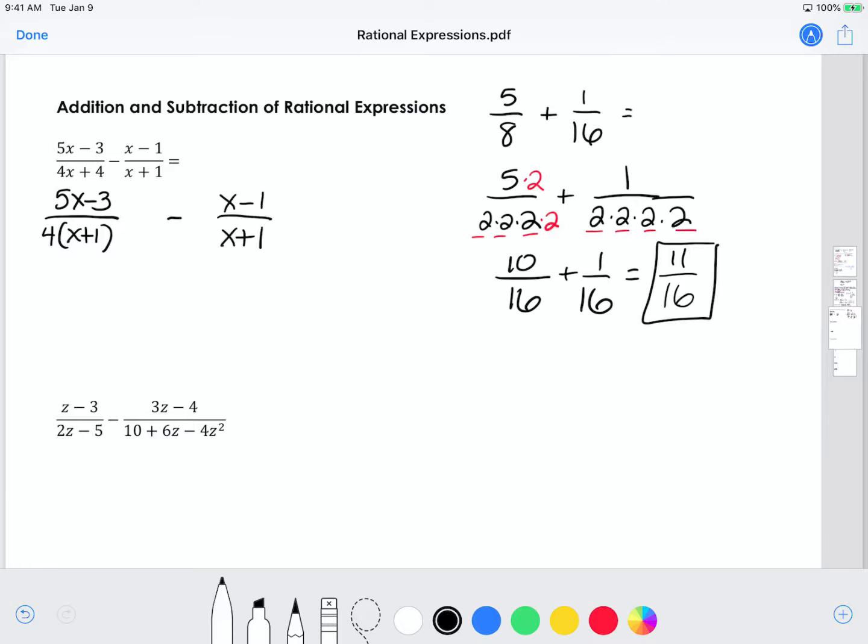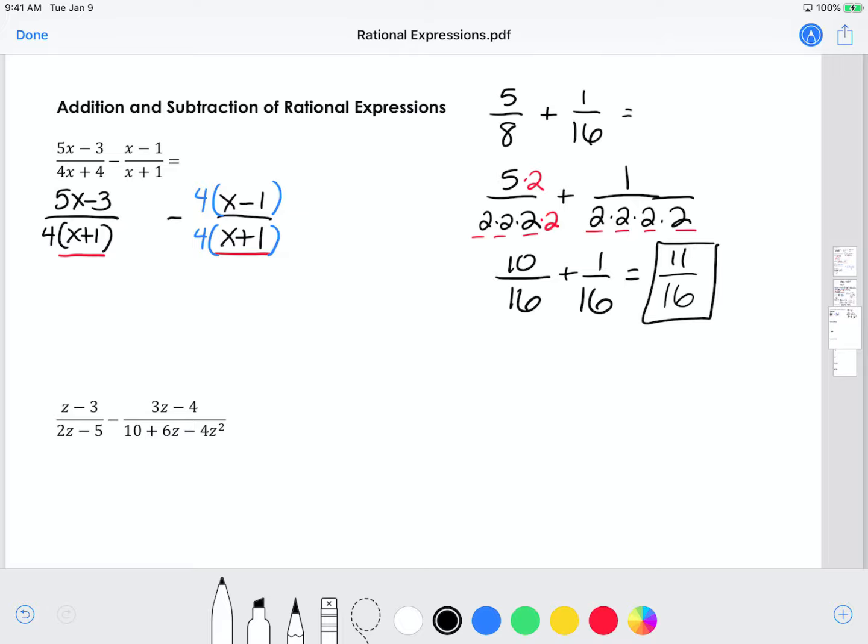I can't factor x plus 1. That's as factored as it's going to get. Now, if I look at my denominators, they both have an x plus 1 in common. However, the fraction on the right doesn't have a 4 in the denominator. So I need to multiply the denominator and the numerator by 4 in order to make a common denominator.